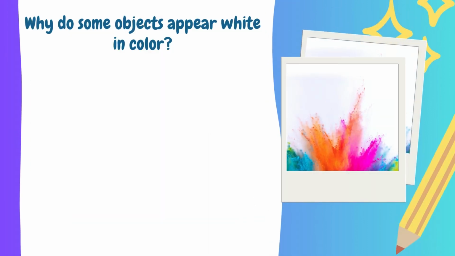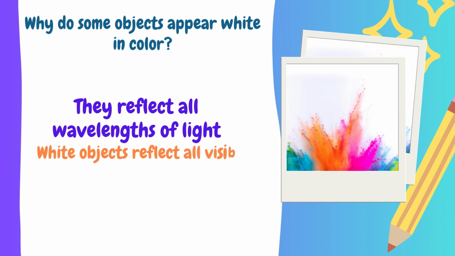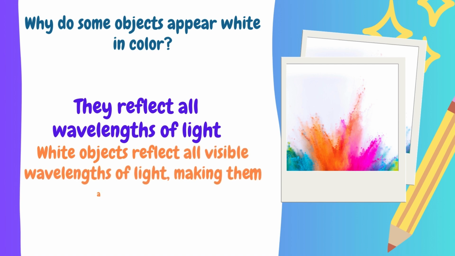Why do some objects appear white in color? The answer is they reflect all wavelengths of light. That's why white objects appear bright and white.